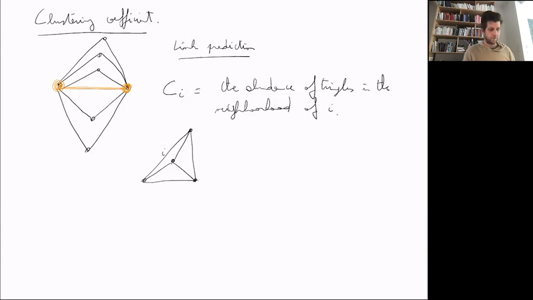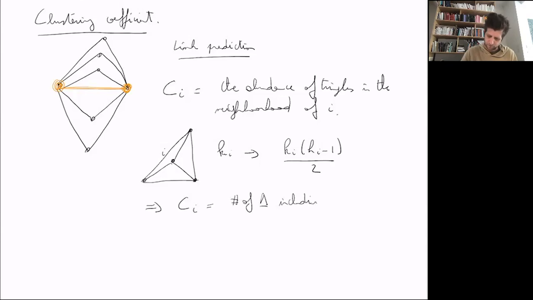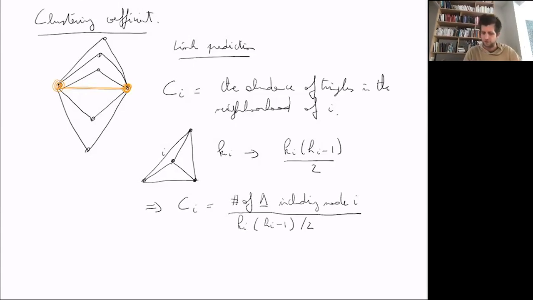And when you think about it, what would be the maximum number of triangles that could be embedded around the node i, if that node i has a degree ki? That would be a number of ki times ki minus one, divided by two. These are all of the possible ways to form triangles between the ki neighbors of a node i. Given this, we have this definition of the coefficient Ci. It's equal to the number of triangles including node i, divided by ki times ki minus one divided by two. And so by definition, this is a number that is going to be larger than zero and smaller or equal to one.